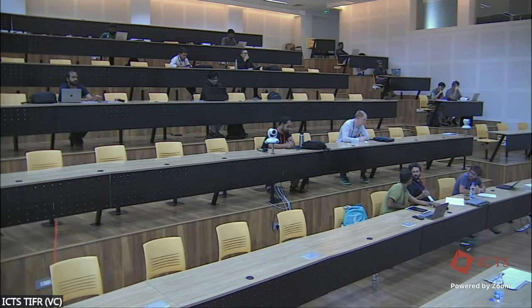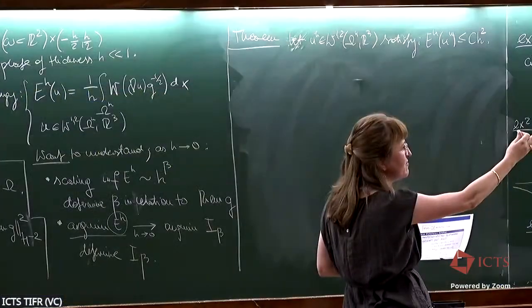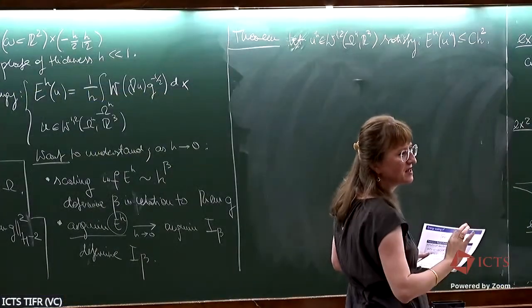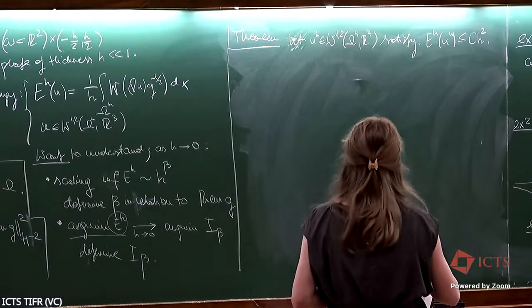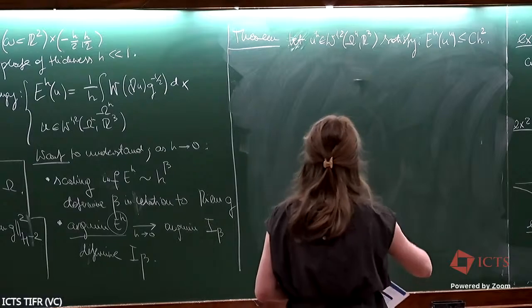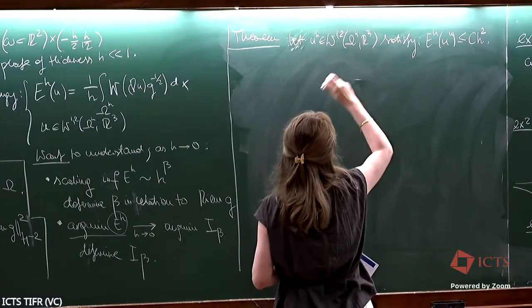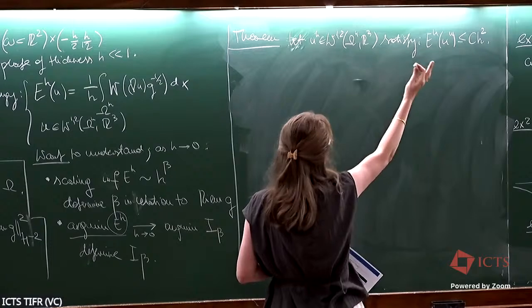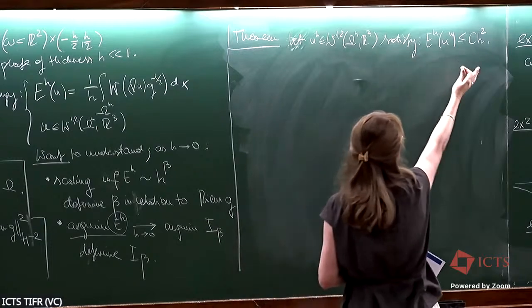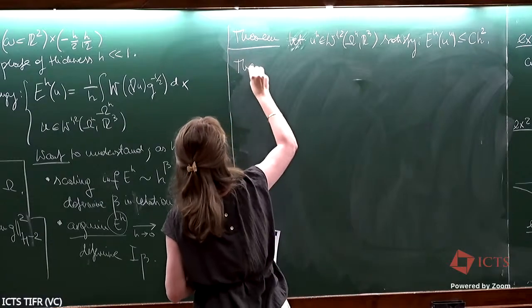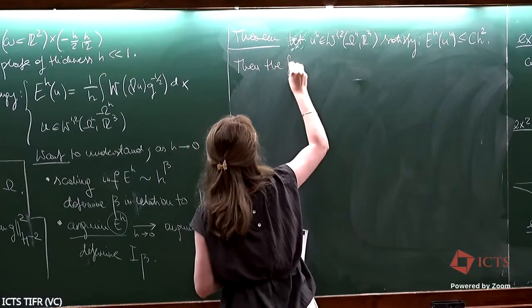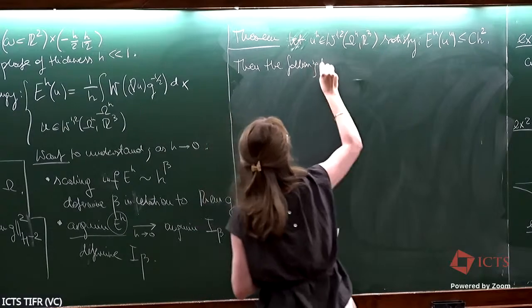So it's really related to convergence of minimizers, if I have additional compactness, sort of a compactness problem. Assume that you have a sequence of u^h which does not converge, such that the energy scales like this. Then the following holds.